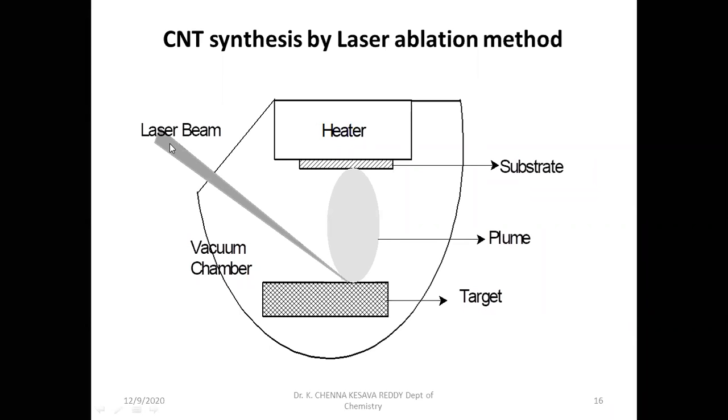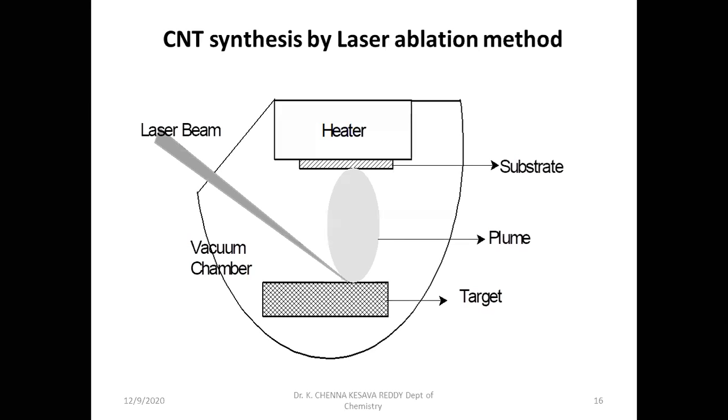Once you send the laser beam on graphite, the target, so in our case the target is graphite. If you send the laser beam on the graphite surface, surface carbon atoms will be ejected from the graphite layer, and those atoms will travel to the substrate surface and be coated on the substrate in the form of tubes. These vaporized carbon atoms, we name it the plume. Plume is nothing but like smoke.